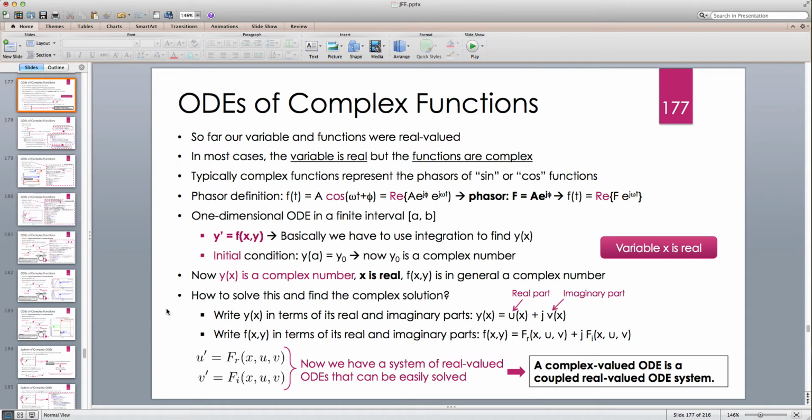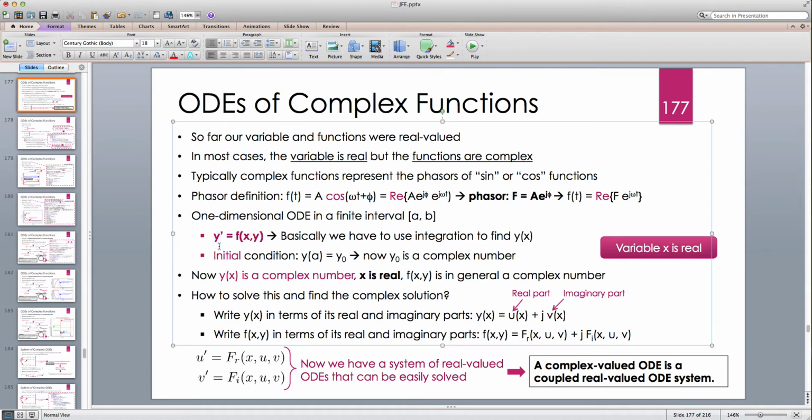The way we're going to solve this, we're going to build on what we have built so far in terms of solving ODEs. We can solve a real valued ODE. We can solve a system of real valued ODEs. It turns out that if I write y of x in terms of its real and imaginary parts, because any complex function can be written as a real function plus j times another real function, u and v are real functions. U represents the real part of y of x and v of x represents the imaginary part. I can always do this.